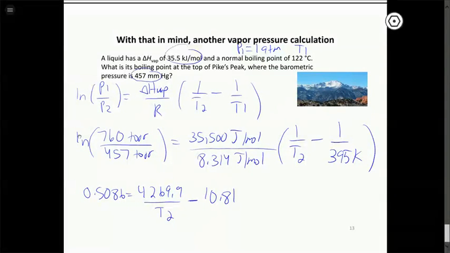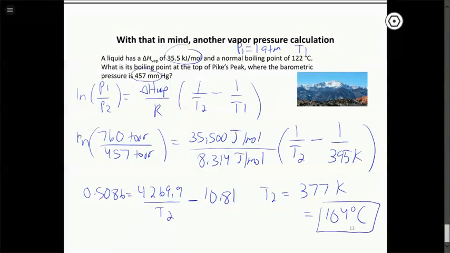Just simplifying things, we multiply, we factor across, and then that means T2 is 377 Kelvin, which is equal to 104 degrees Celsius if we want to put it in the same units. Basically, by climbing to the top of this mountain, the boiling point of this substance reduces by almost 20 degrees Celsius. And that's why if you've ever read the instructions on the back of a food label that involves boiling water, it says if you're at a high altitude, boil it for longer, because the boiling point of water is lower at high altitudes. And we can use this equation to calculate what it would be for a given atmospheric pressure.